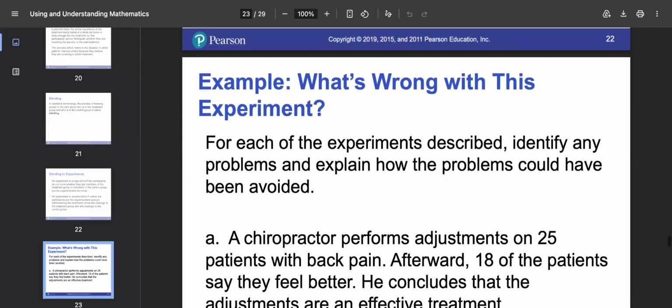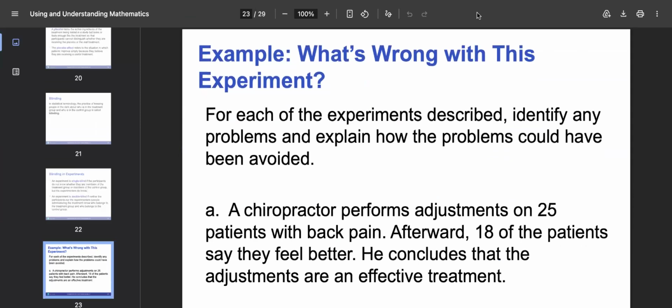Okay, so let's talk about these real quick. What's wrong with this experiment? What is wrong with this experiment? Let's see. Okay, feel free to speak up.